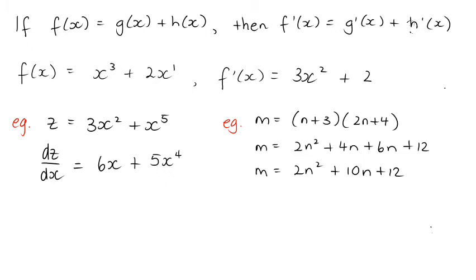dm dn. What's the derivative of 2n squared? 4n. Yep. 10n? 10. Yep. And the derivative of 12? Yeah. Derivative of any constant number is just 0. So that's the final answer. Good time.